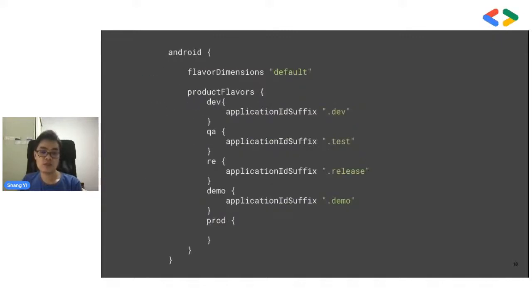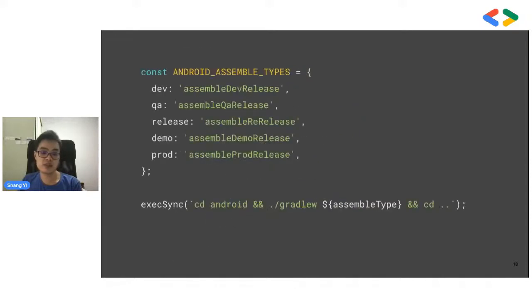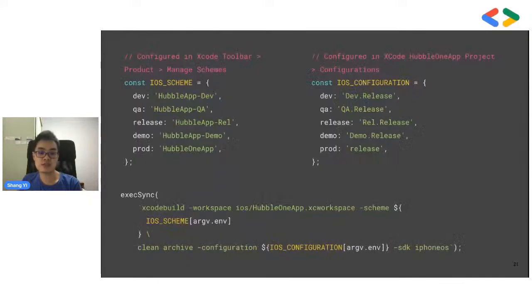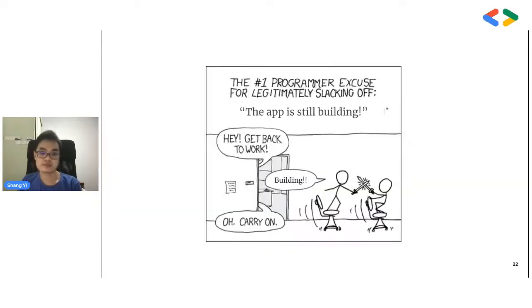So once you have done your product flavors, Android Gradle actually generates new scripts for you for these flavors. So imagine you now want to run a demo build. All you need to do is ./gradlew assembleDemoRelease, which builds a release version for the demo environment. For iOS, it's pretty complicated. It has to do a lot with your iOS schemes as well. So it's a bit more challenging than that, but it can be done as well.